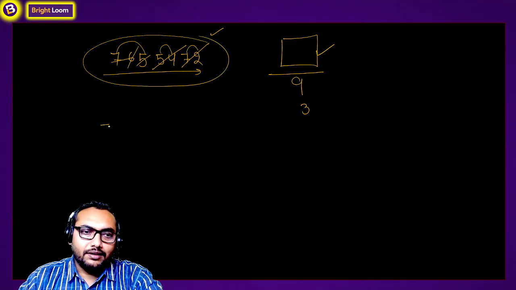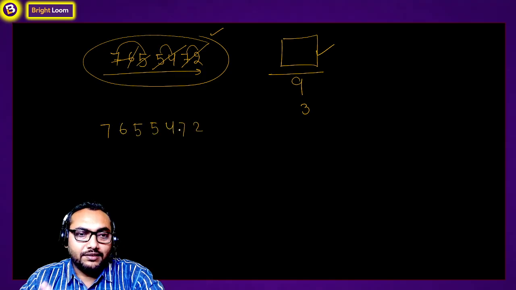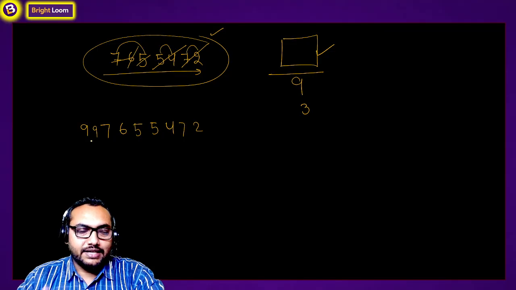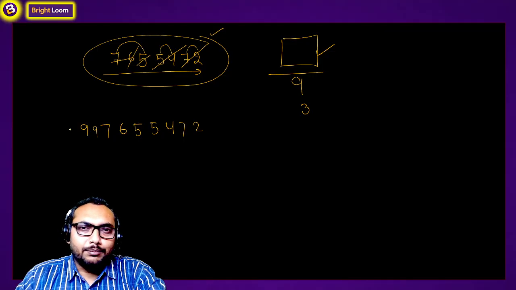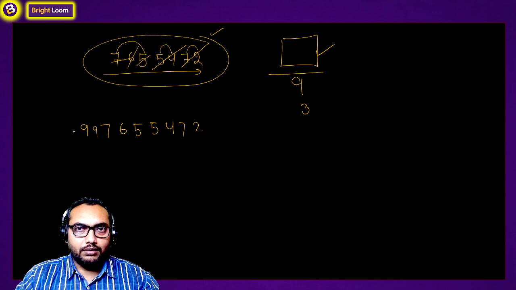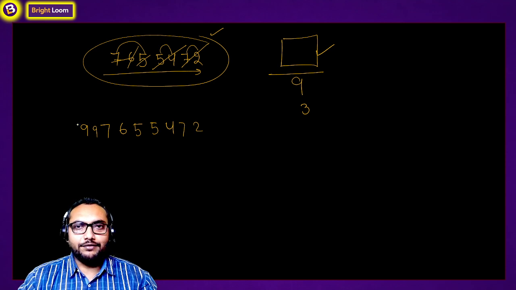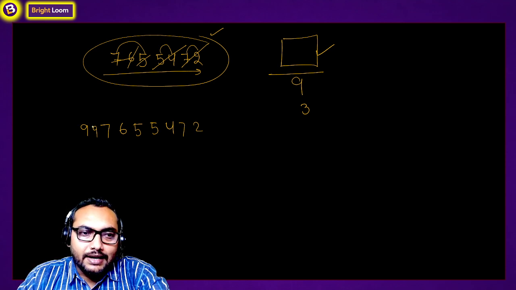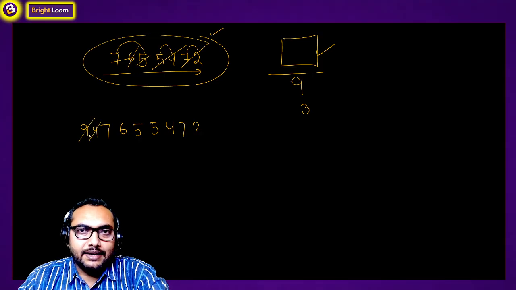In the same way, I have this number 7, 6, 5, 5, 4, 7, 2, and I want to check whether this number is completely divisible by 9 or not. What will I do? I have 9, 9 here, suppose. Now I want to check whether this number is completely divisible by 9 or not. I'm not going to add all the digits at all, because it's really complicated for me. So I'll just cancel out 9 and 9. Why? Because 9 is divisible by 9.